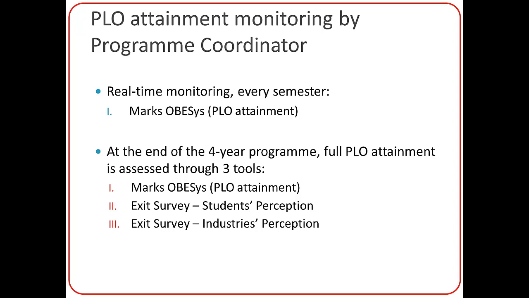While for assessment, at the end of 4 years, we will assess graduates through 3 tools. Basically, the OBESIS marks again, and then there's an exit survey, which your graduates have to fill up, and also an exit survey on industrial perception, which your industrial training supervisor will fill up at the end of your industrial training. So 3 types of assessment, to see whether the graduates have achieved the program learning outcomes or not.